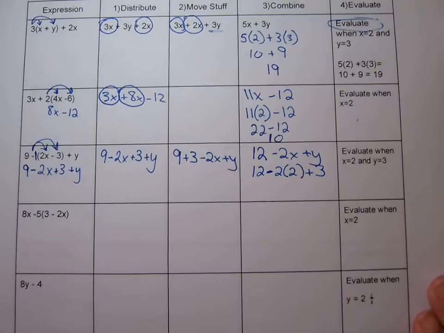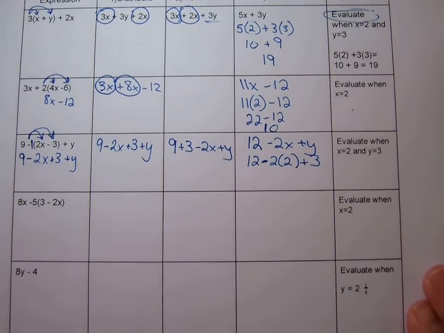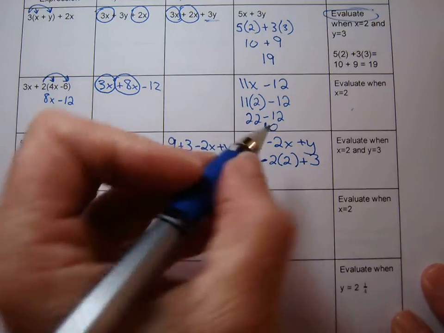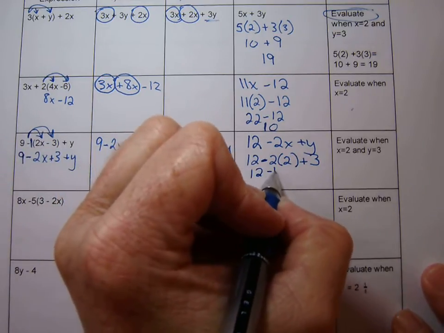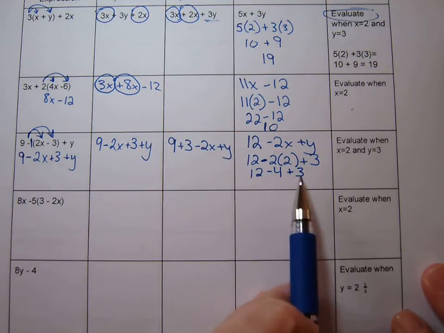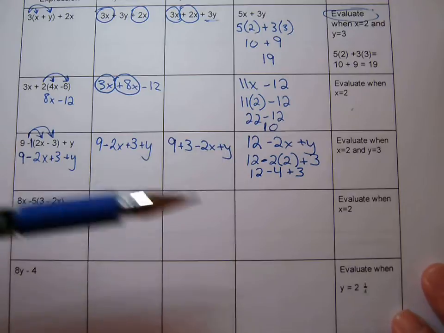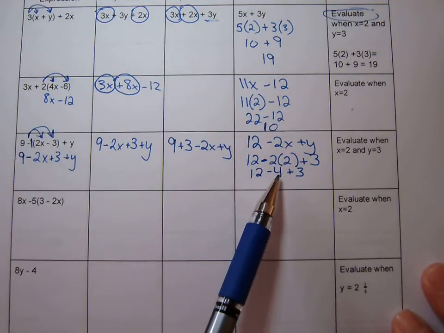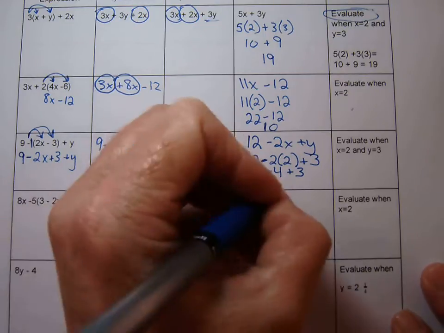Got to think back to PEMDAS. So what step will I do next? Please excuse my ignorance. I need to multiply. 12 minus 4 plus 3. Whenever I have a subtraction and addition, I just work it out like I'm reading from left to right. 12 minus 4, that's 8. 8 plus 3 is 11.